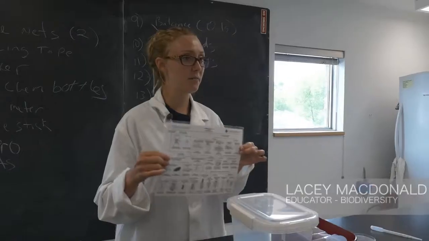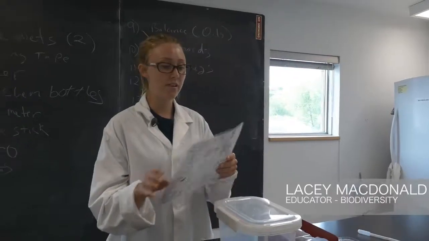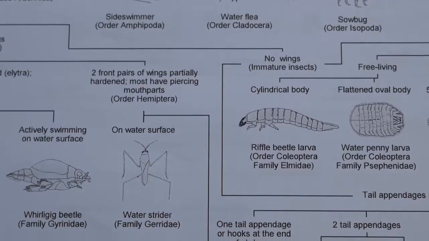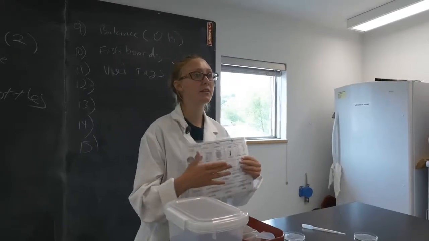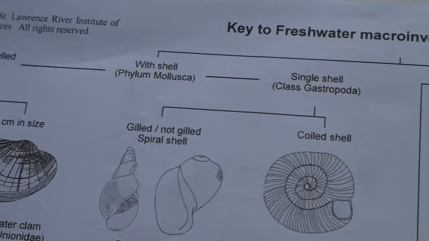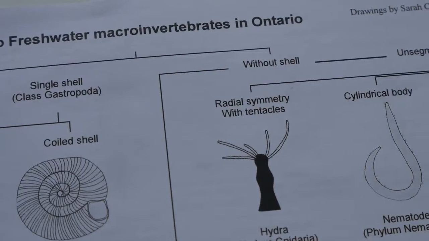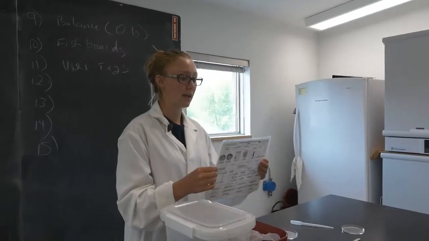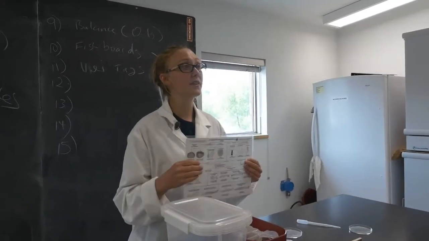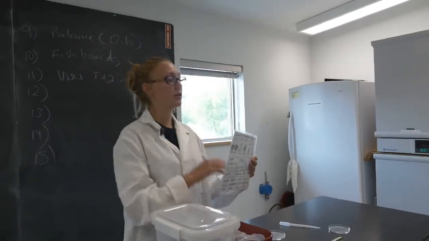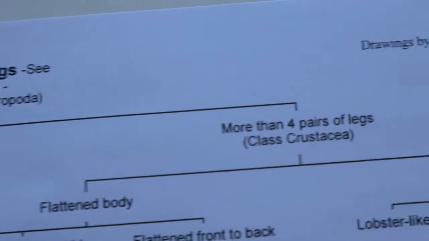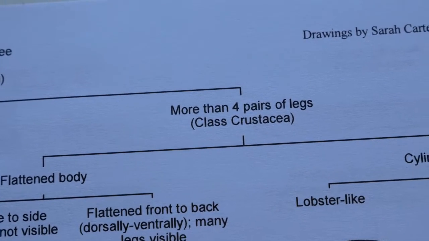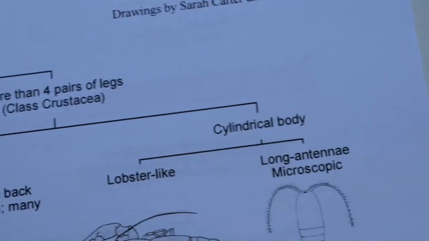We call this a dichotomous key. So this breaks them down into different sections. It's something like a yes or no question. You would start off with the invertebrate that you're looking at under the microscope and say, does it have legs? If it has legs, then yes, you're going to go to your sheet and follow it over. How many pairs of legs? If it has more than four, or it has three, you would move over and go all the way down.